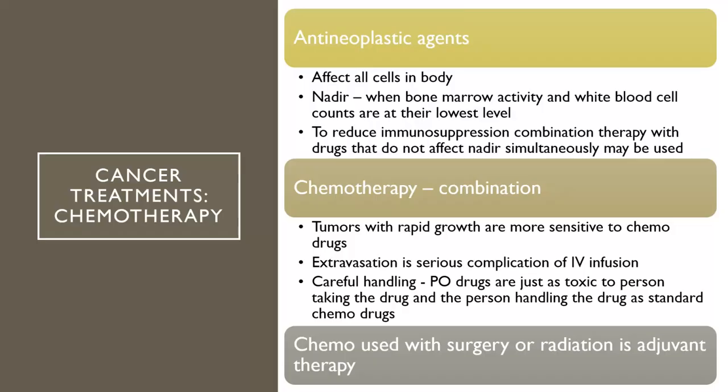Cancer treatment, so your chemo, you have anti-neoplastic agents, affects all cells in the body. When we're doing chemo, we're going to be looking for nadir, which is the bone marrow activity and white blood cell counts at their lowest level. We say when the patient gets an absolute neutrophil count, your ANC, of 0, they've hit nadir. To reduce immunosuppression, combination therapy with drugs that do not affect nadir simultaneously may be used.